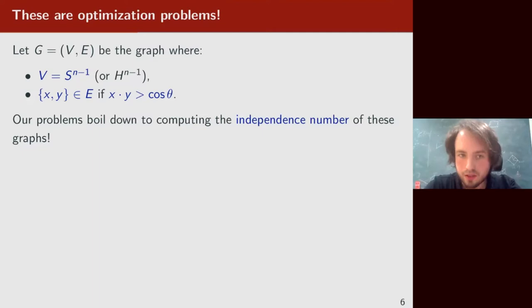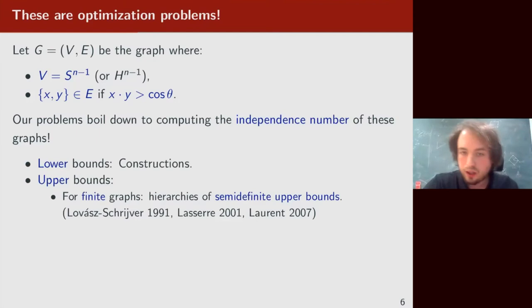Okay. So to get lower bounds, you come up with some construction. What I would be more interested in today is the upper bounds: how to prove they are optimal. And for finite graphs, we know that we have some bounds on the independence number.